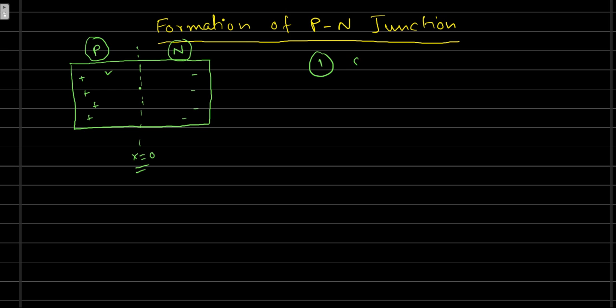Number one is called a step junction or step graded junction, and number two is a linearly graded junction. Now, what is a step junction?